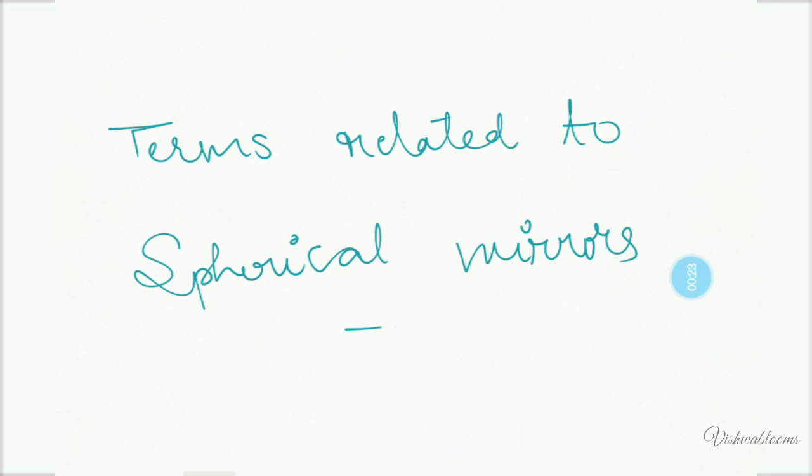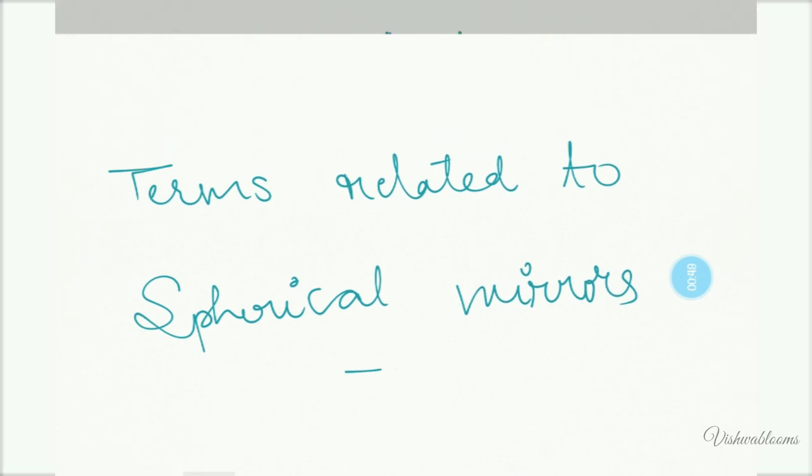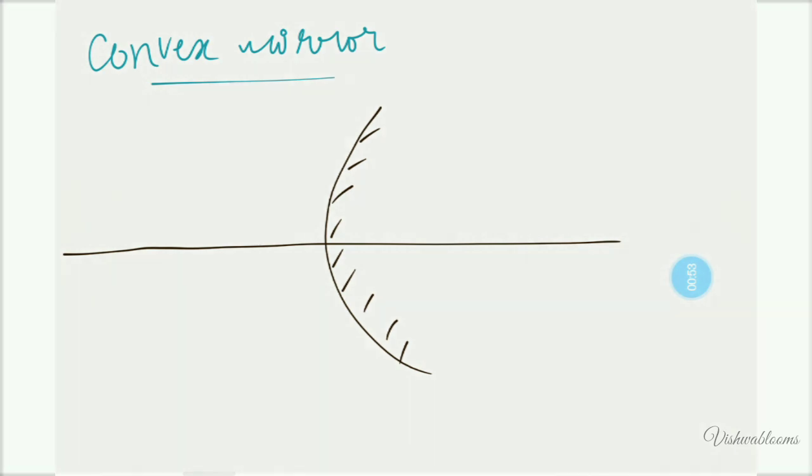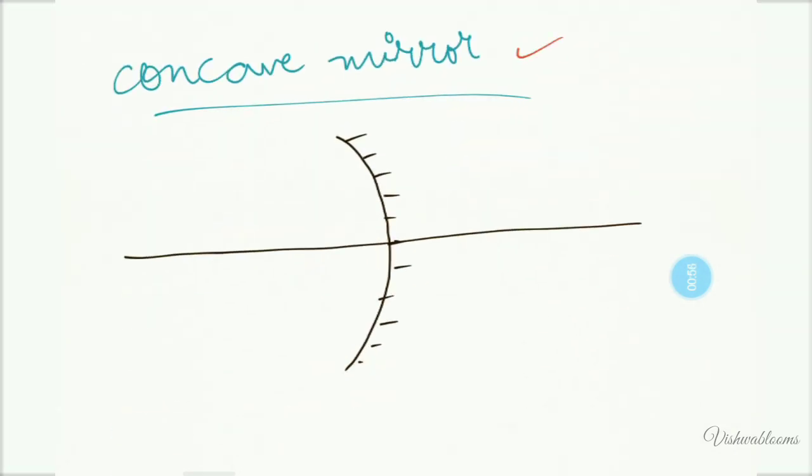Now the topic is the terms related to spherical mirrors. There are many terms which we are going to see for spherical mirrors. First I'll tell you roughly what all the terms are for concave and convex mirrors. Then we will discuss all the terms one by one, don't worry. First I'll just mark them on the mirrors so that you will at least be familiar with the names. Now this is a concave mirror and this is a convex mirror. You all know that. First we will see the concave mirror.